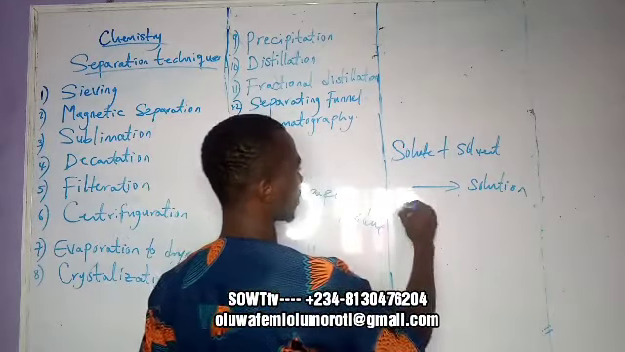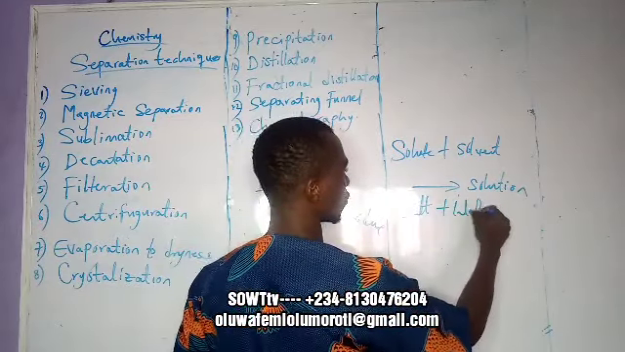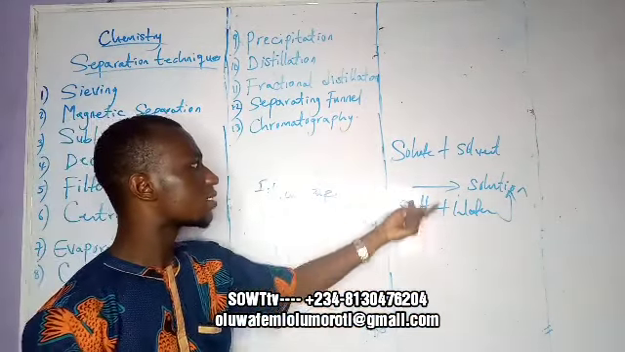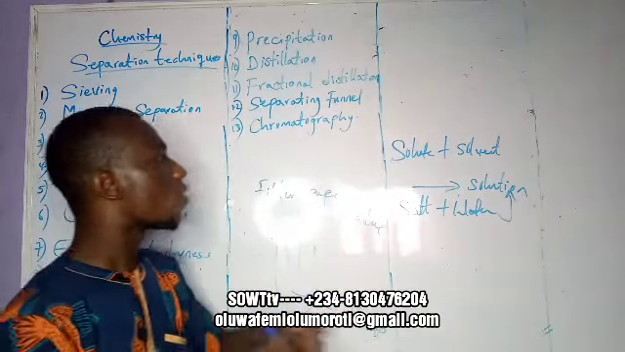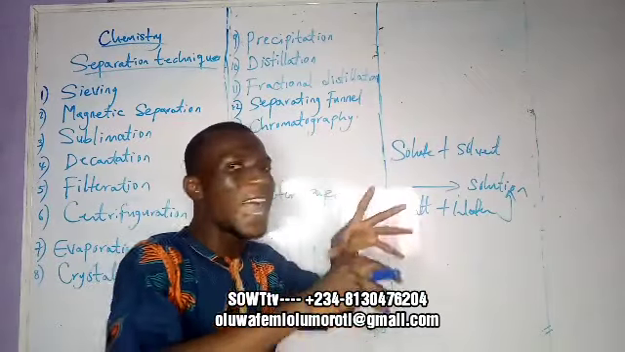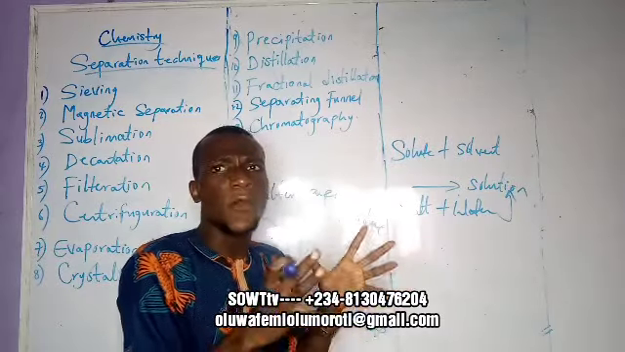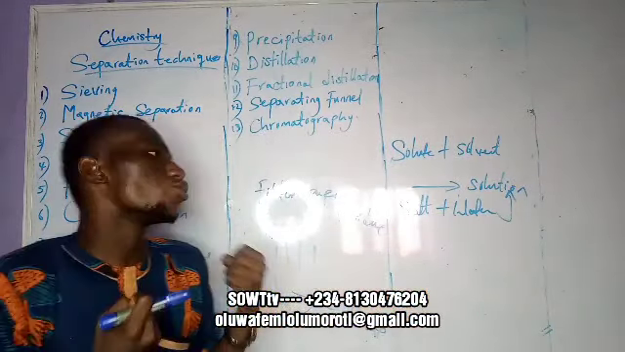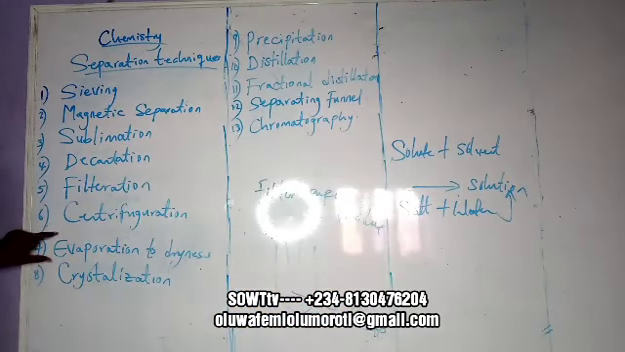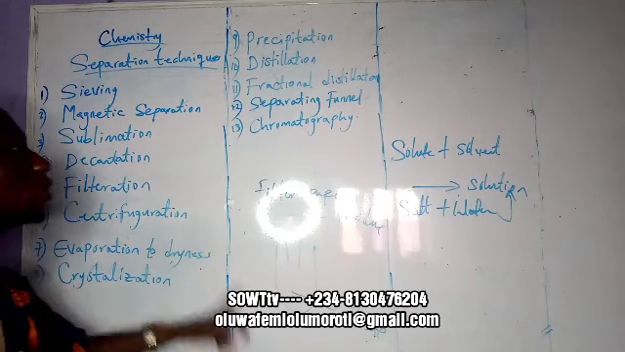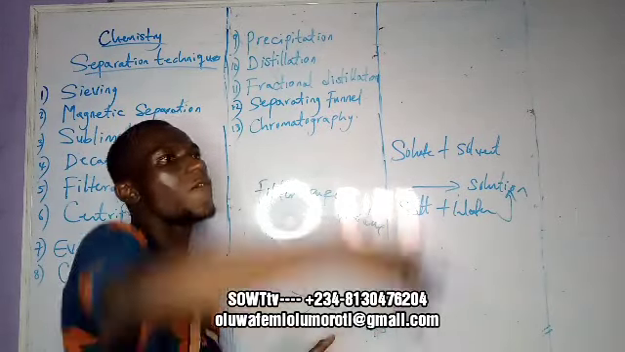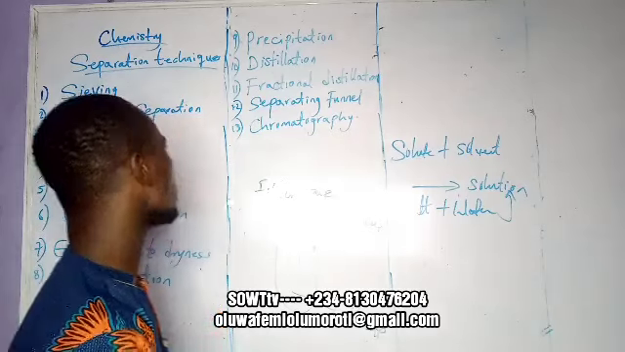By the time you have salt plus water, we have our solution. So for us to get back our salt, the salt is standing for solute, that is the solid part, while the water is serving as solvent. The salt has been dissolved in water and it has formed a solution. How do we want to bring out our salt? How do we want to extract our salt? We can apply this separation technique called evaporation to dryness. You just subject it to heat and the solvent will evaporate and the solute part will remain.